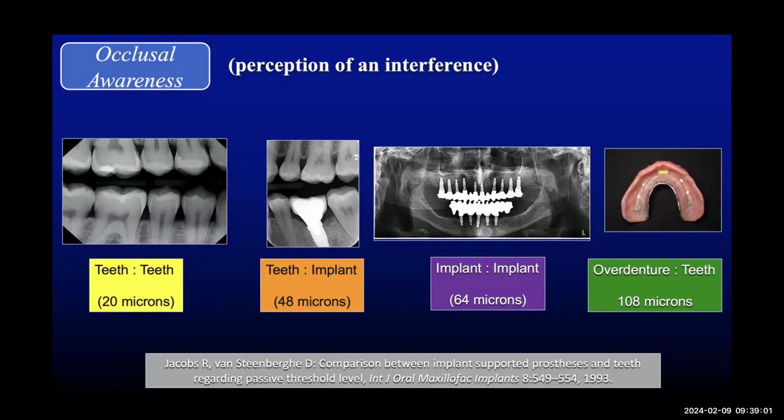Whereas if you have a tooth and an implant, that same patient, it's almost a little bit more than double the perception needed, or the size of the prematurity. If you have implant versus implant, it's 3 times that of teeth versus teeth. And then if you have an overdenture versus natural teeth, it's the worst. So what does this mean? We don't have the perception on implants that we do have on teeth.